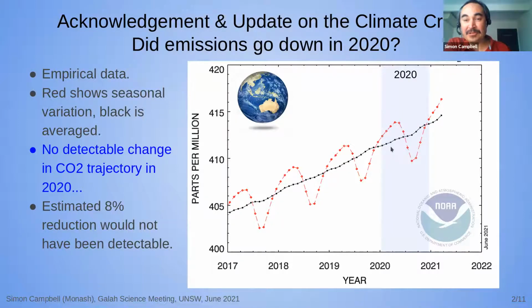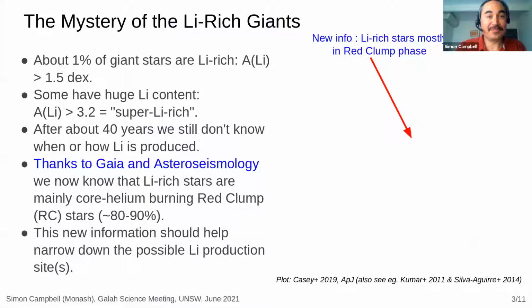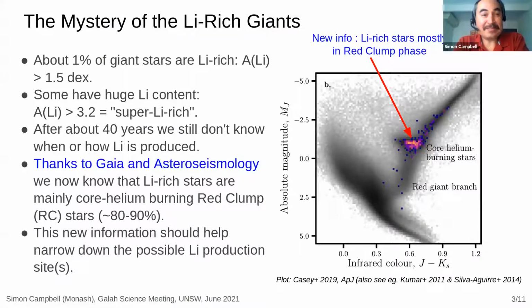And so we have global CO2 abundance in the atmosphere versus time. The red line shows the seasonal variations and the black line is an average. I've highlighted 2020, and basically the takeaway message is that nothing changed, at least nothing detectable changed. It just keeps going up. So not too good. Back to the stars.